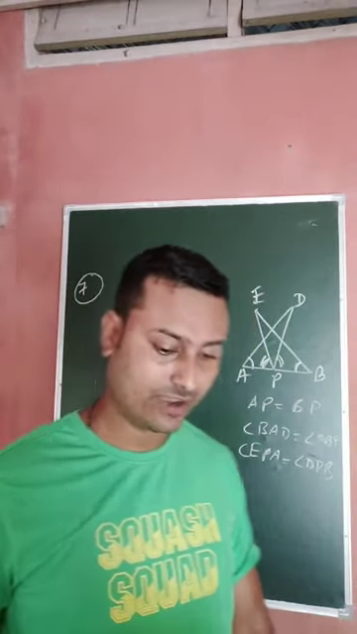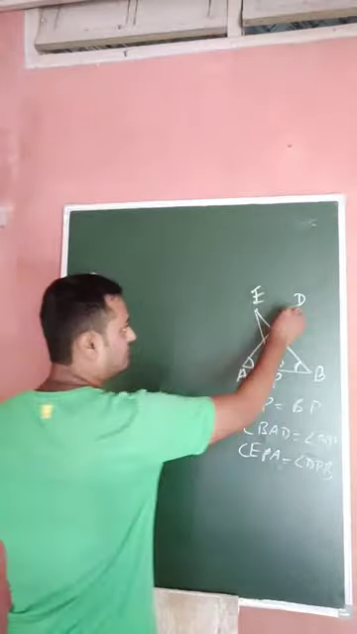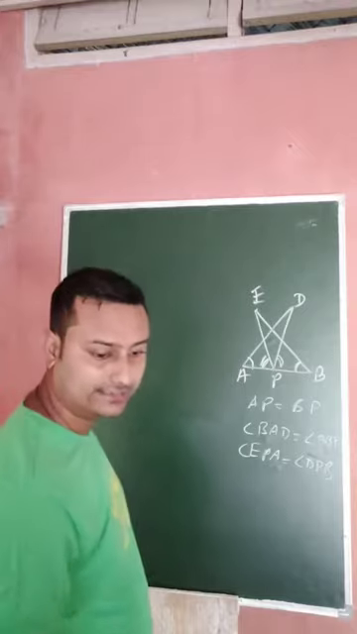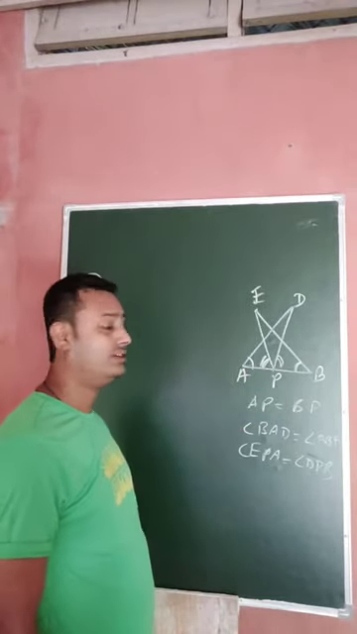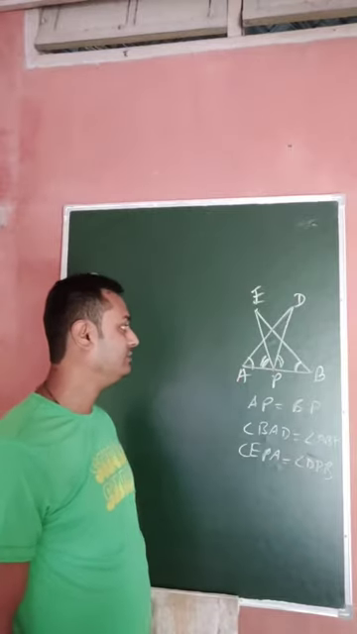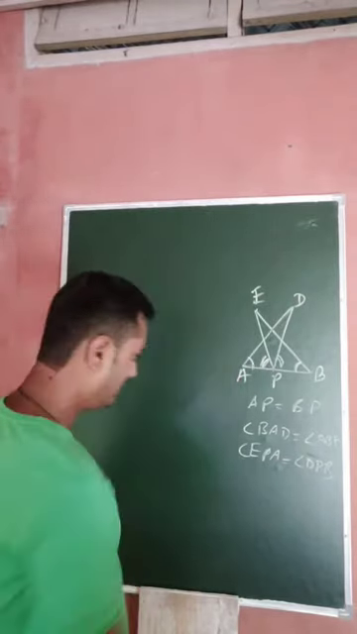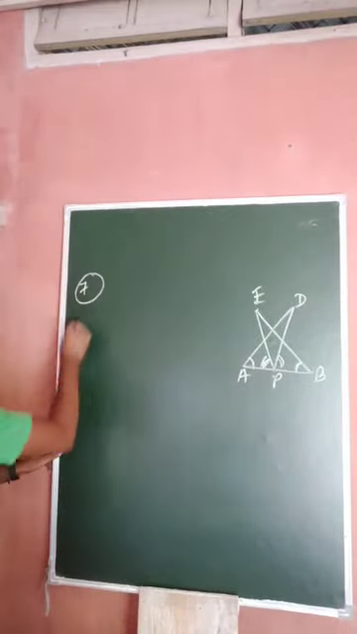First one is triangle DAP congruent to triangle EBP. DAP, that means this triangle DAP, congruent to EBP. And the next thing is AD equal to BE. After proving the first one, you can easily prove that AD equals BE, which is the corresponding part of the congruent triangles. Okay. So at first you just write the given things.